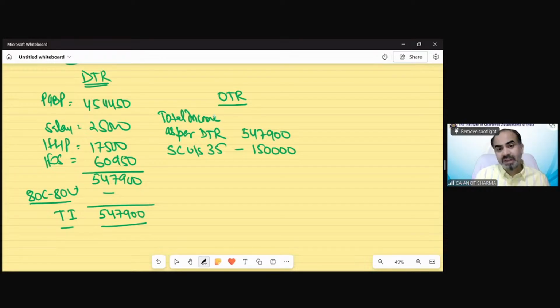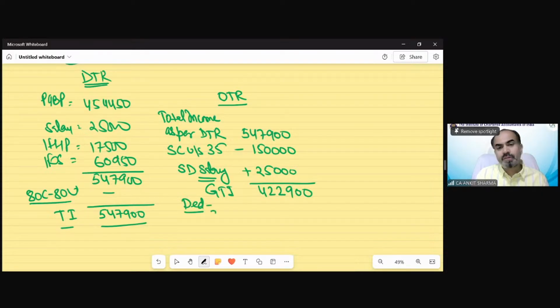Then the difference is standard deduction of salary. Under optional tax regime, the standard deduction is 50,000, which was 75,000 under default tax regime. So the extra 25,000, whatever we have claimed, needs to be adjusted. So after this, now my gross total income would be 4,22,900. Now the deduction part.